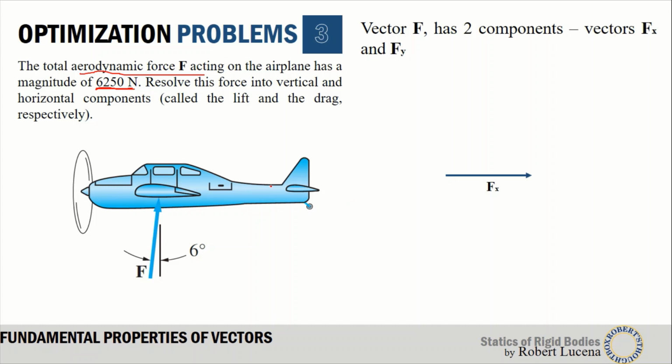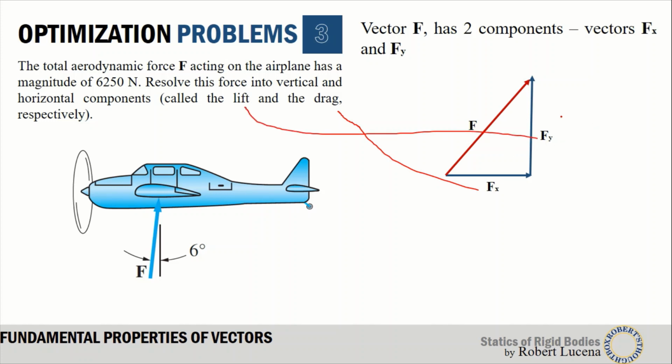So it has two components. This F equal to 650 has two components, namely Fx and Fy. F is the resultant force. We are looking for the components Fx, which is the drag, and Fy, which is the lift. This vertical force is called the lift because it is directed upward. And this is called the drag because it is dragging the airplane against its direction of flight.